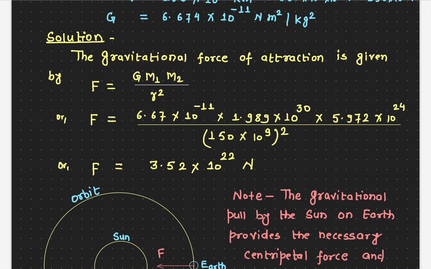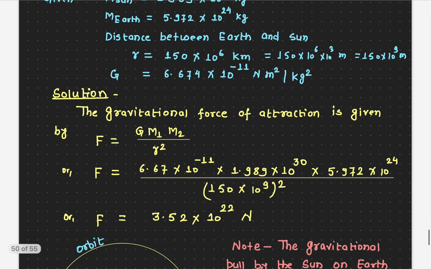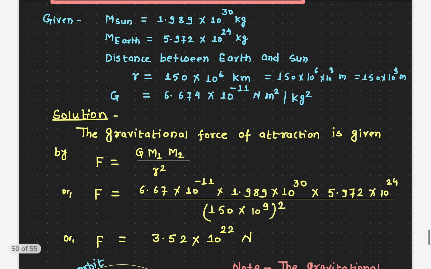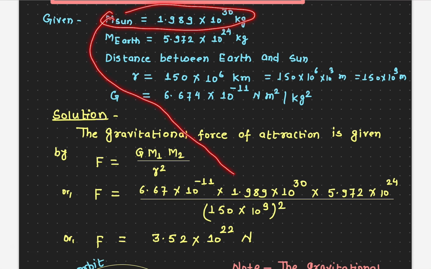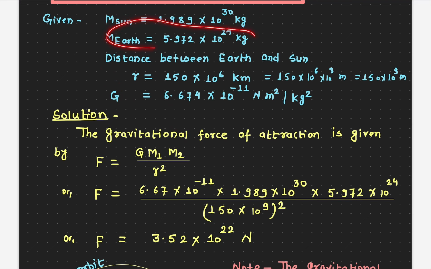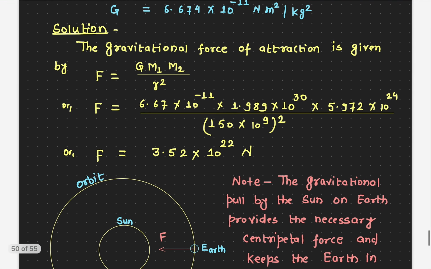And all we have to do is plug in the values. The G value is right over here, so I'm simply plugging in. M1 is the mass of the Sun, so I plug in here. And M2 is the mass of the Earth, so simply plugging in here. And r is the distance. So if you plug in and calculate, you will get 3.52 times 10 to the 22 Newtons. That's the unit of the force.